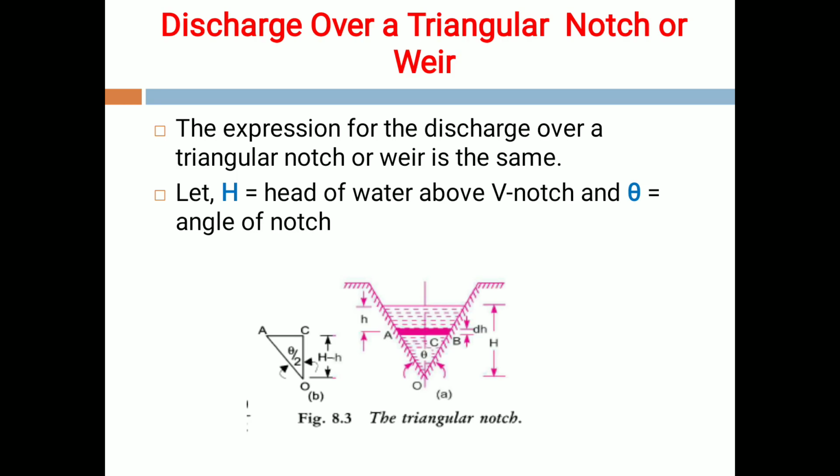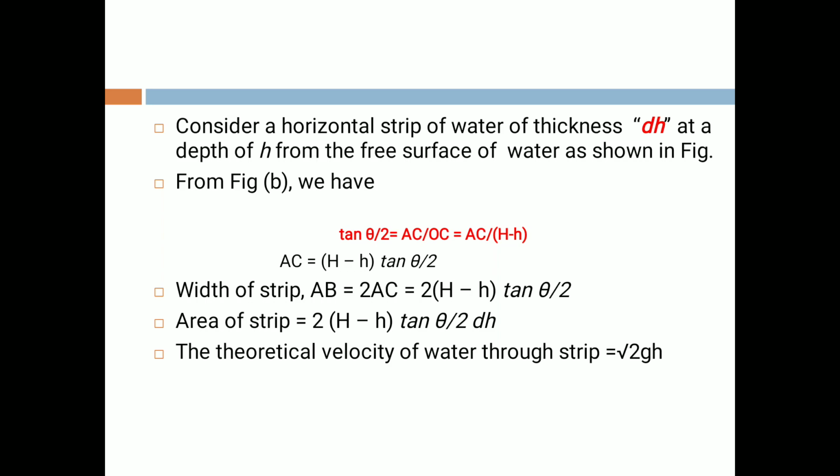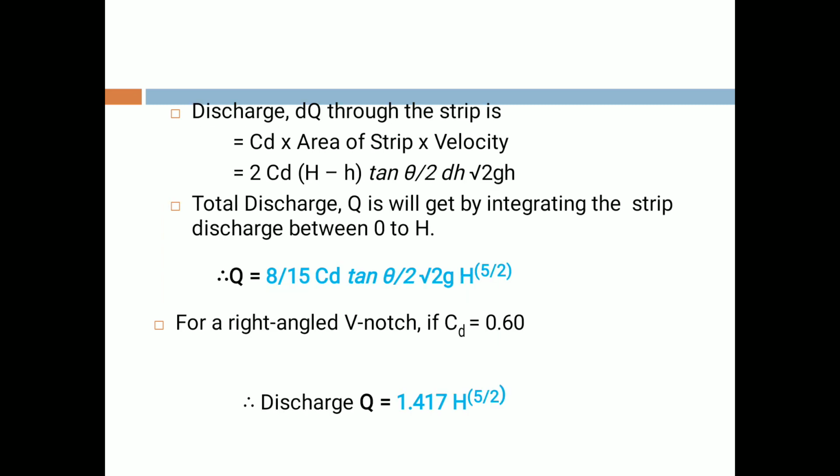Then another derivation is for the discharge over the triangular notch or weir, in which we have considered the same parameters, such as capital H, the head of water above the V notch, and theta, the angle of the V notch. The theoretical velocity of water is under root 2gh, and the area of the strip is 2 times AC multiplied by dh, that is 2 into (H minus h) multiplied by tan theta by 2 into dh, where dh is the thickness of the water strip. So the discharge dq through the strip is 2 Cd into (H minus h) tan theta by 2 dh into under root 2gh.